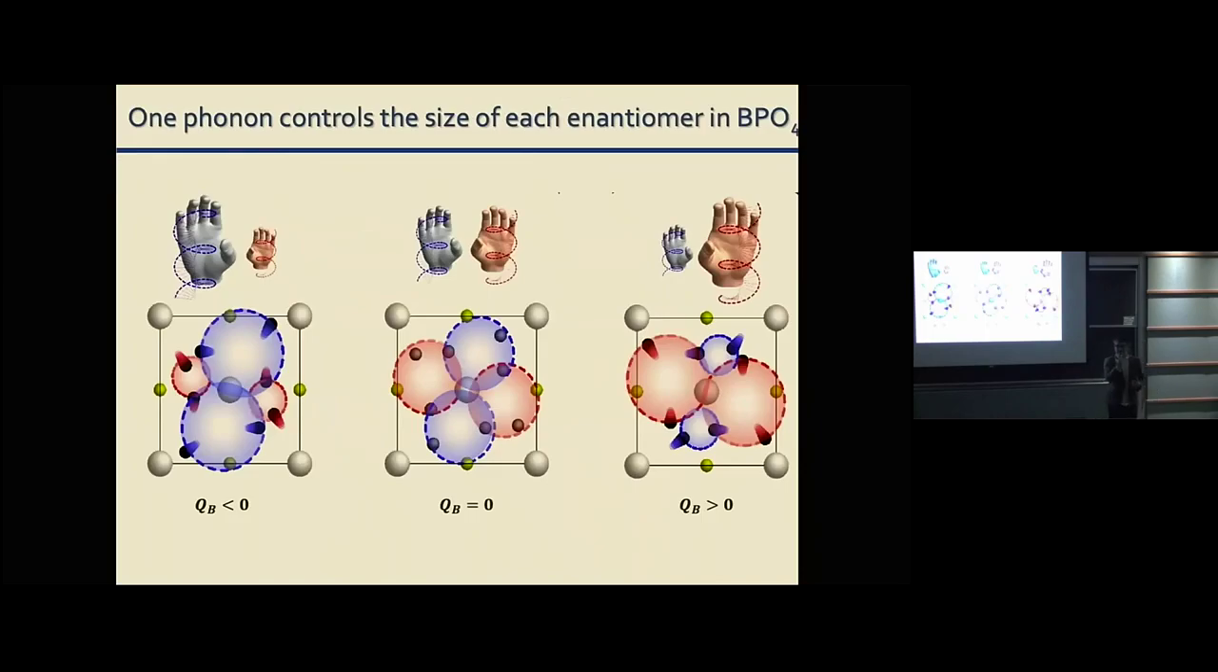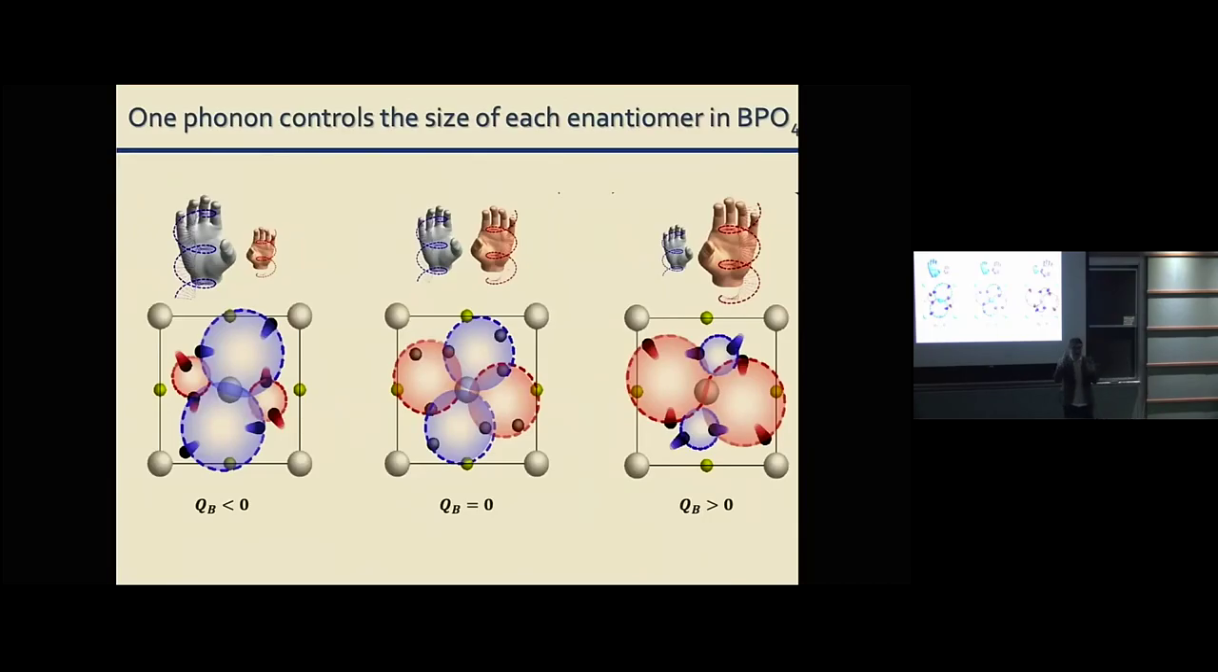that now I'm looking at from the top, and I have my right hand and my left hand. One is red, the other one is blue. This is the antiferrochiral state. This phonon is not displaced. Right hand and left hand are the same. Of course, if you displace QB in the negative direction, you can make the left hand bigger, or if you displace QB in the positive direction, you can make the right hand bigger.